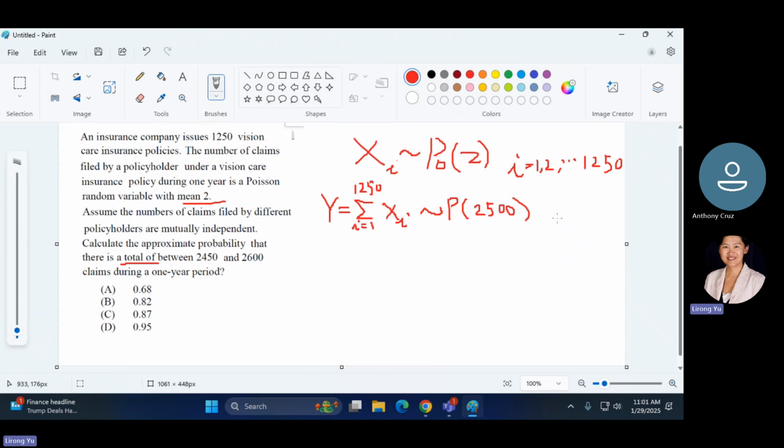And we're trying to standardize it. So the question says what's the probability that is between these. So we're trying to calculate the probability that the number of claims, which will be an integer, is supposed to be between 2,450 and 2,600.